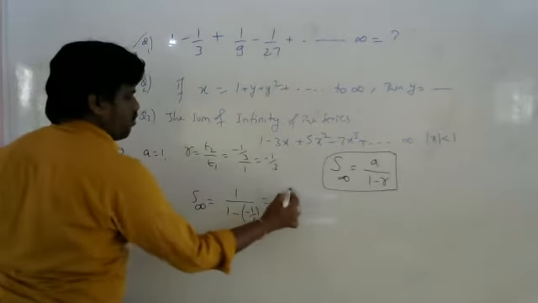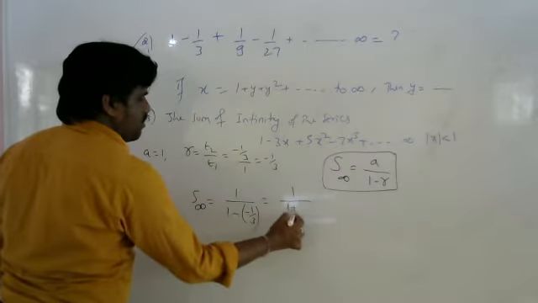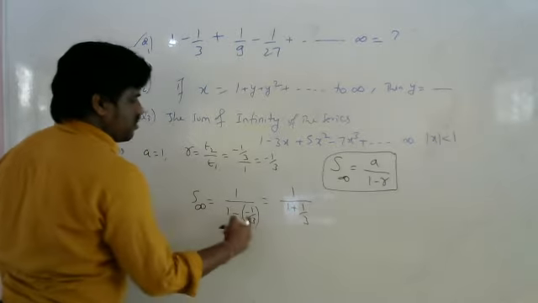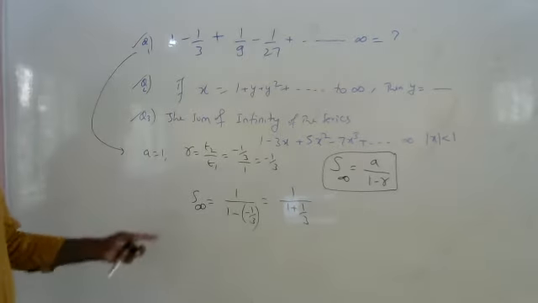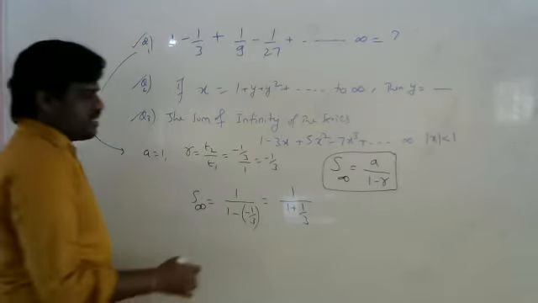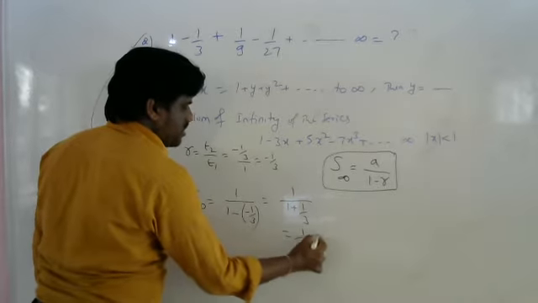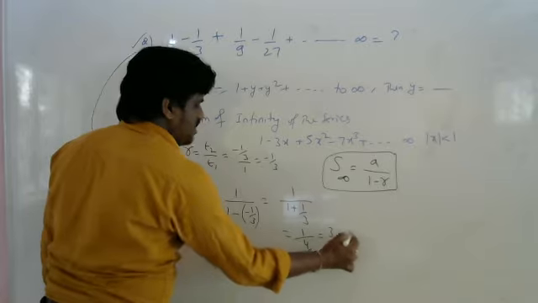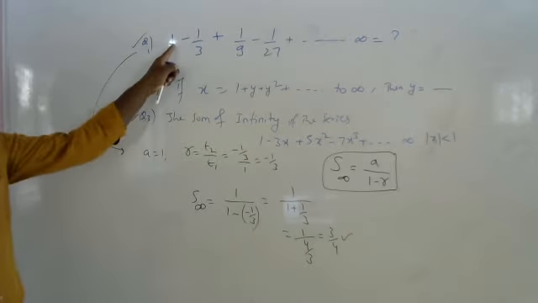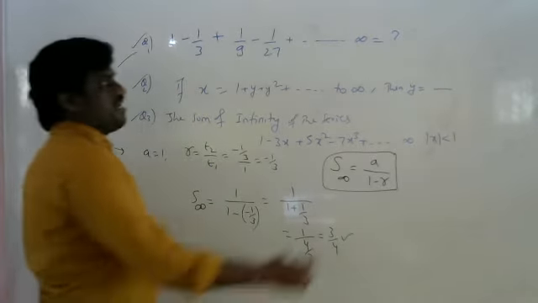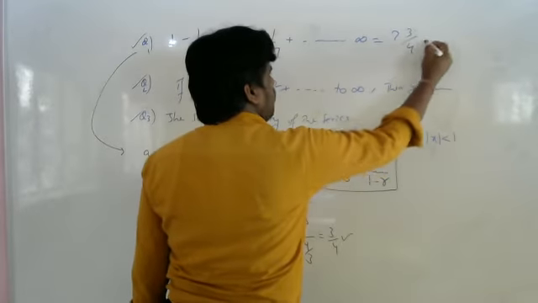So what am I going to get? 1 upon 1 plus 1 by 3, since minus into minus is plus. So 3 plus 1, that is 4 by 3. Then 1 upon 4 by 3; the reciprocal is 3 by 4. So S infinity of the first question is 3 by 4. The answer is 3 by 4.